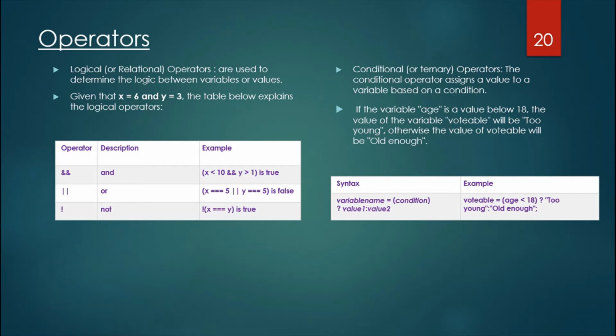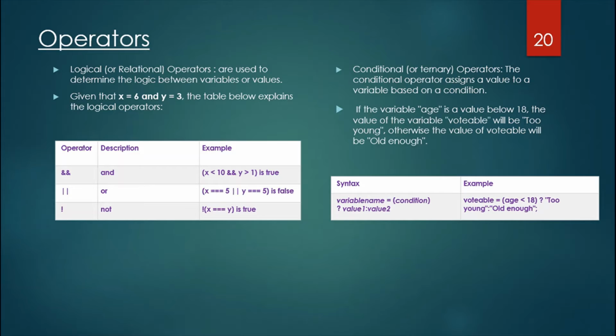To be frank about the logical operators, I will give you one more table which will help you analyze each and every step of the AND operator and the OR operator. Here in the given example, x is 6 and y is 3. The first condition, x is less than 10, is true, and y is greater than 1 is also true. So for the AND operator, both conditions are true, which means the expression is true.